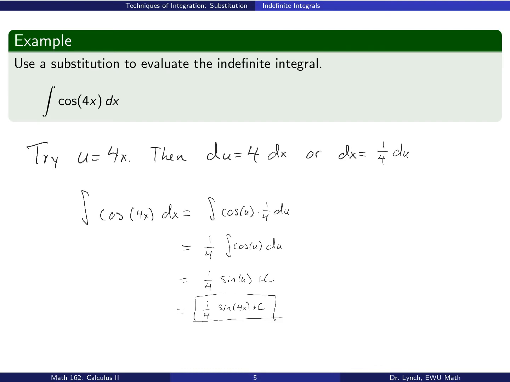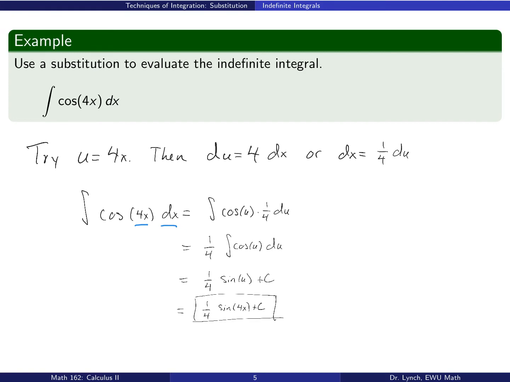Okay, in this case, we substitute u equals 4x. We substitute du equals 4 dx, or dx equals 1/4 du. And in doing so, we have a new integral, the indefinite integral of cosine u times 1/4 du. We can pull the 1/4 out in front of the indefinite integral. And of course, the function that you take the derivative of with respect to u to get back cosine of u is sine of u.